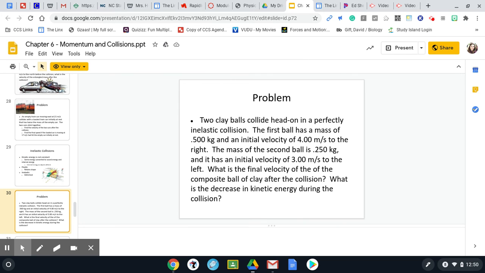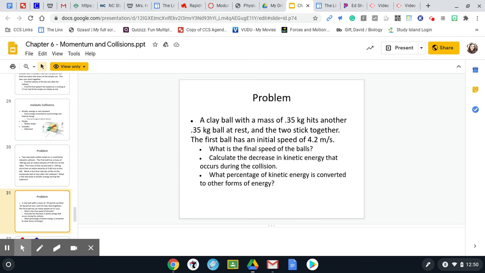And there is a problem on page 225 in your textbook, which is also here on slide 30 for you to practice. The solution is on 225, and it works you through that problem. So please take advantage of that, okay?